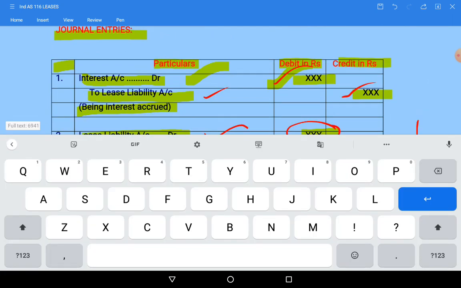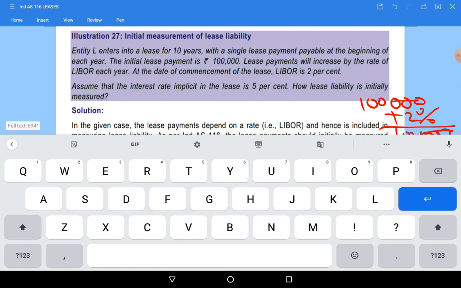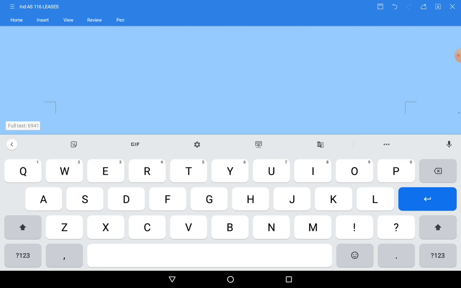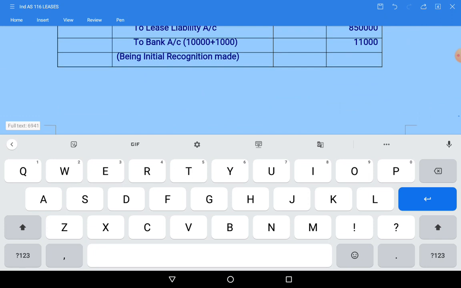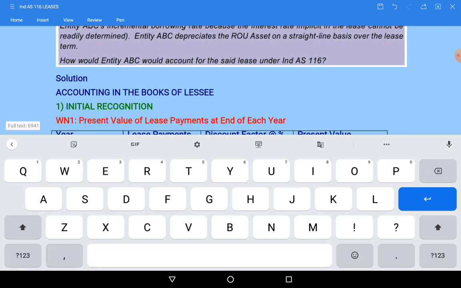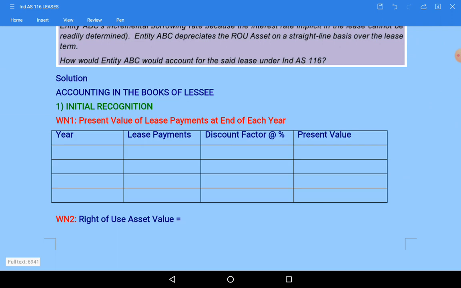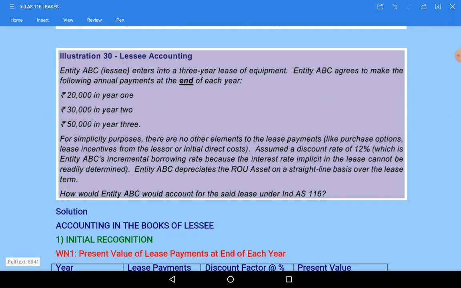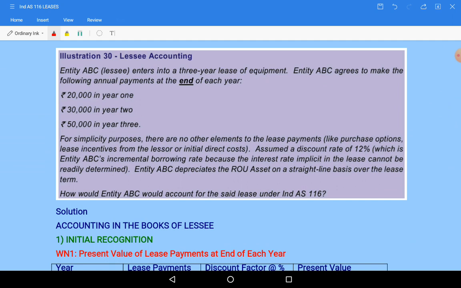Okay, this 27 वाला हल कर रहे थे अपन, 28 also we did, 29 we did. So now we are doing a new question number 30, and till 29 we have discussed in the previous video. If anyone didn't see the previous video, first see that video before this.